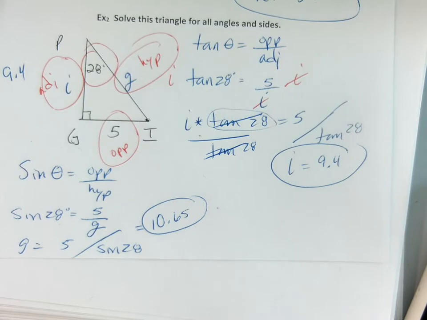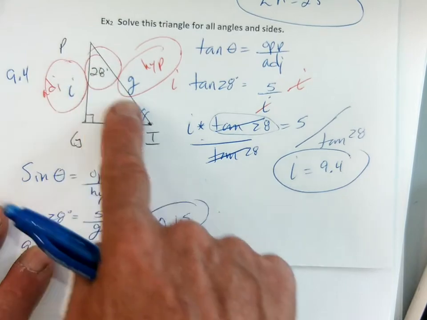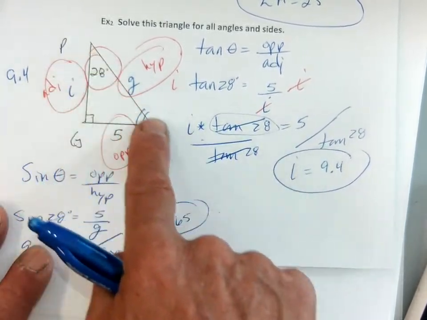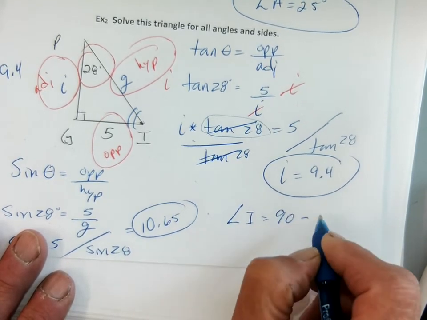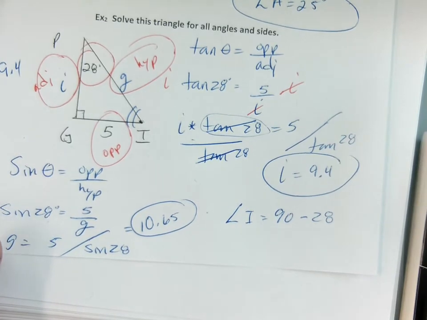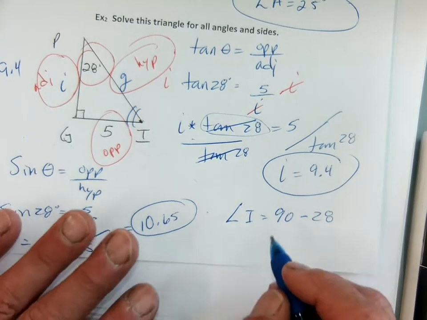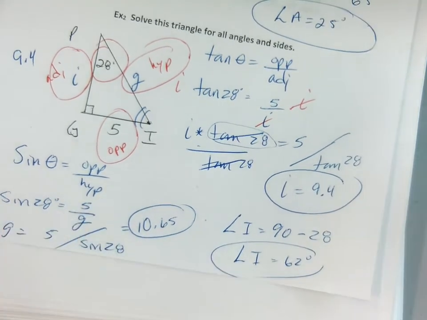Let's get this. So, how about angle I? How do we find angle I? 90, right? Don't these 2 add up to 90? Yeah, they have to. So angle I will equal 90 degrees minus 28. What's that? 62. Okay. All right, what do you think? Trig's pretty easy. Do you guys agree? Always start with the what? Always start with the angle. Okay, so turn the page.